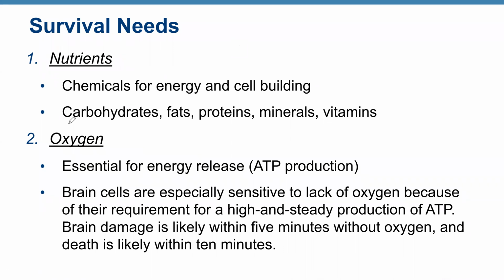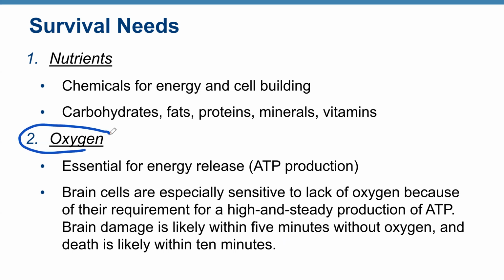Nutrients include carbohydrates, fats, proteins, minerals, and vitamins. You also need oxygen. Oxygen is essential for energy release for production of ATP. Now, brain cells are especially sensitive to lack of oxygen because of their requirement for high and steady production of ATP. Brain damage is likely within 5 minutes without oxygen, and death is likely within 10 minutes.